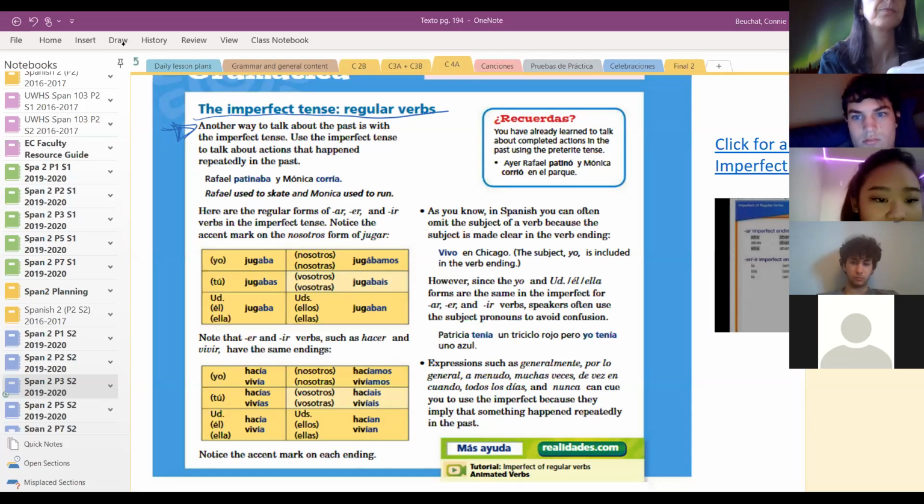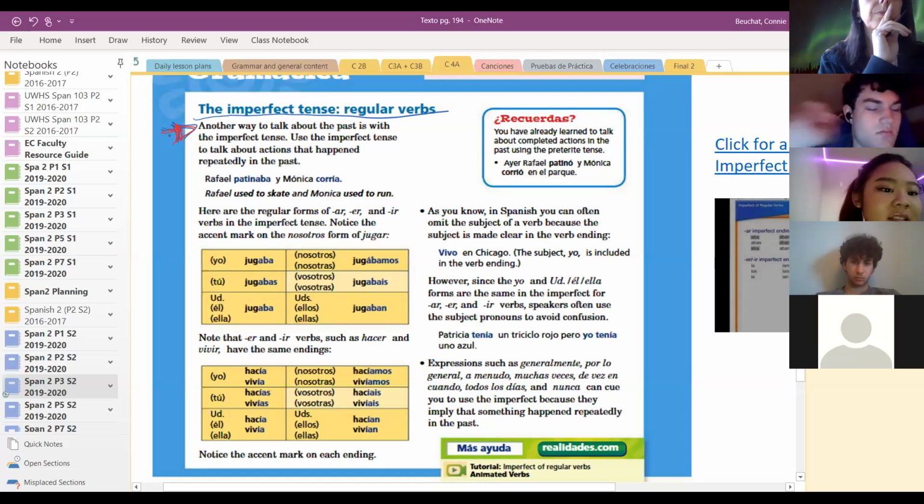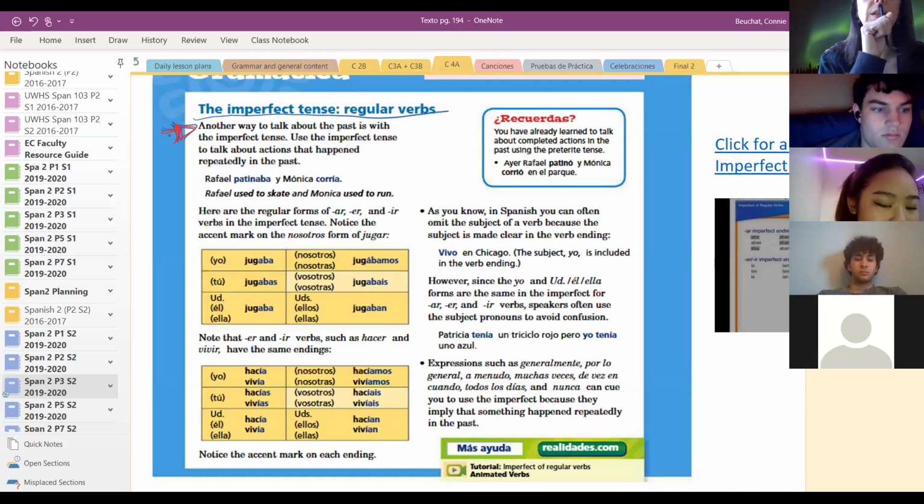Another way to talk about the past is with the imperfect tense. Use the imperfect tense to talk about actions that happen repeatedly in the past. Okay, hold on one second. Let's hear again, let's focus on what this is saying.